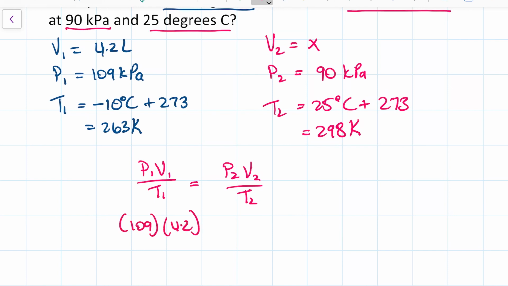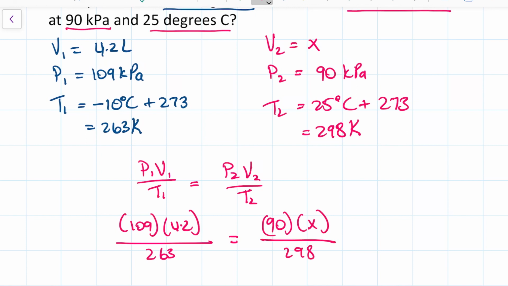Let's plug the numbers in carefully. 109, 4.2, 263, 90, X, 298. And then we're going to map that out. You can do this a number of ways, but whatever is most comfortable to you, whether you multiply and then divide, or divide and then multiply.